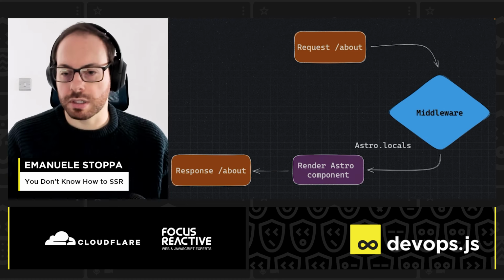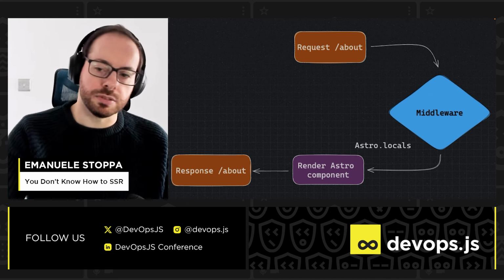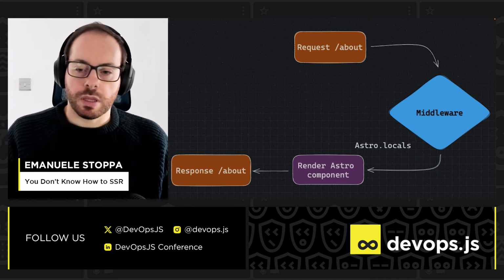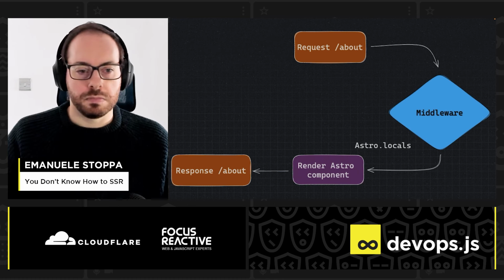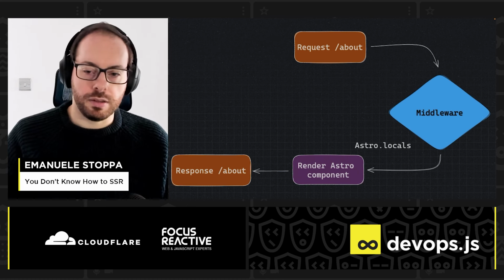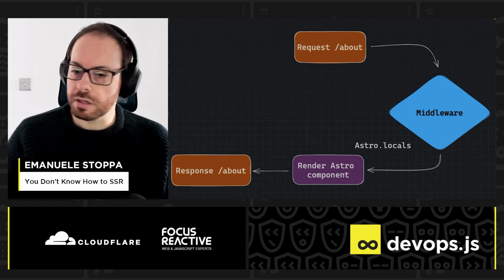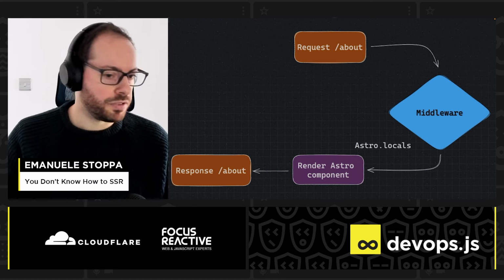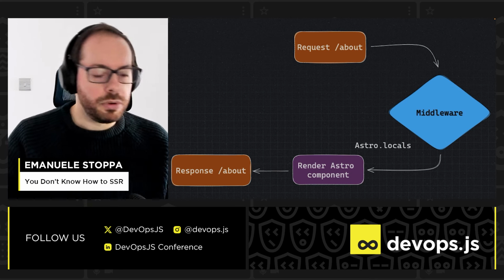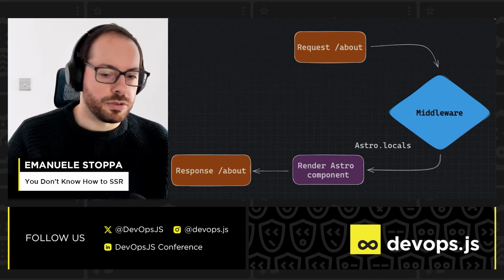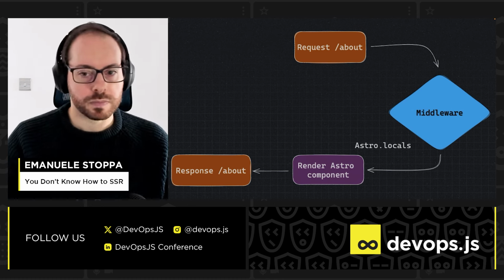So this is how Astro middleware works. You have your request, it passes through the middleware. We have these Astro locals that are essentially data that you can pass to your Astro component. It can be anything. It's an object, and you can also pass functions. You use them to render your component, or you might not. And eventually you get a response.